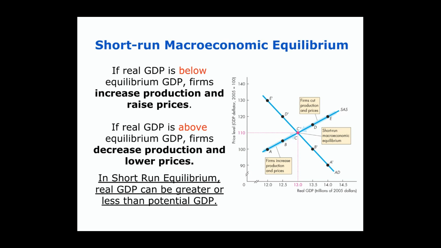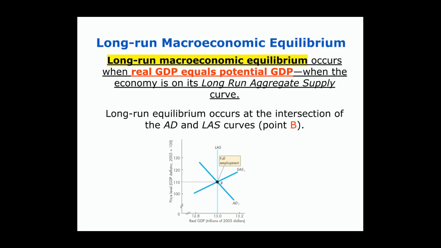If the real GDP is below the equilibrium GDP, firms will increase production and raise prices, bringing us from point A or B up to point C. If real GDP is above the equilibrium GDP at point D or E, then firms will decrease production and lower prices. And so in the short run, the real GDP can be either greater or less than potential GDP. But the long run macroeconomic equilibrium occurs when the real GDP equals potential GDP.